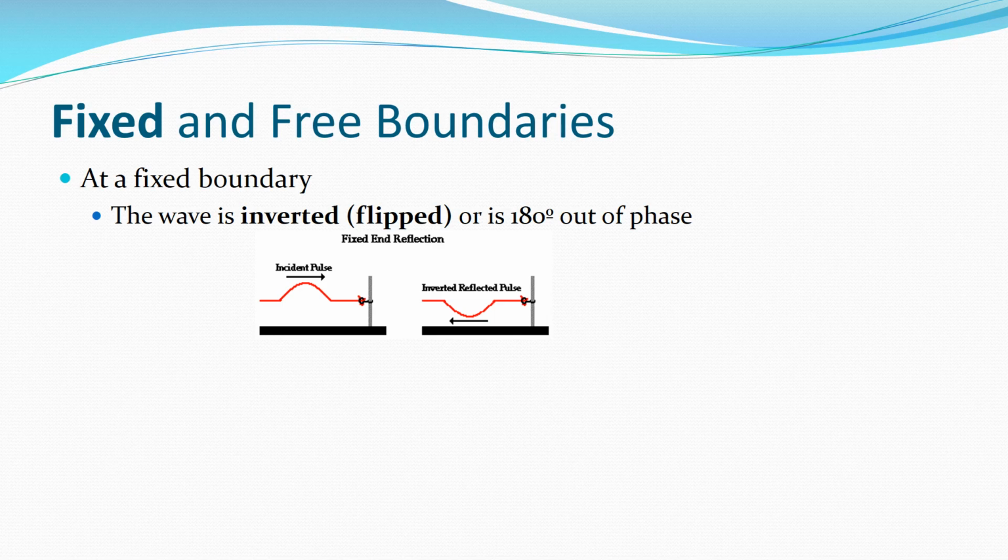So a fixed boundary is, for example, when we take a rope and we tie it securely to a pole of some sort, and then we flick one end of the rope. When it reaches the pole that we tied it to, it cannot move, so it is a fixed boundary. And when that happens, the wave is inverted, so it gets flipped over. And we say that it's 180 degrees out of phase. And again, this little animation would be nice to see. So check out Physics Classroom to see the animations.